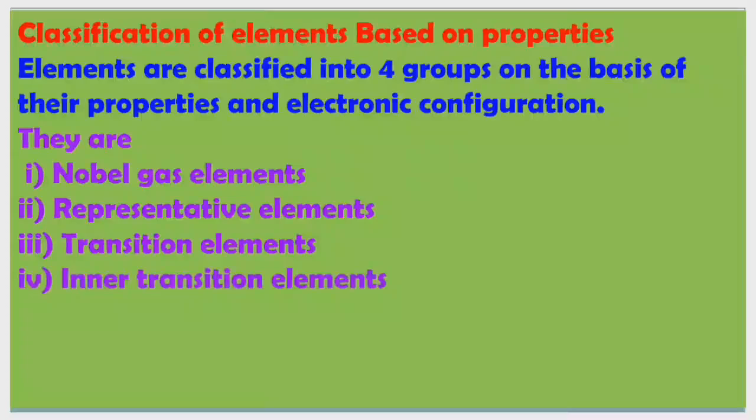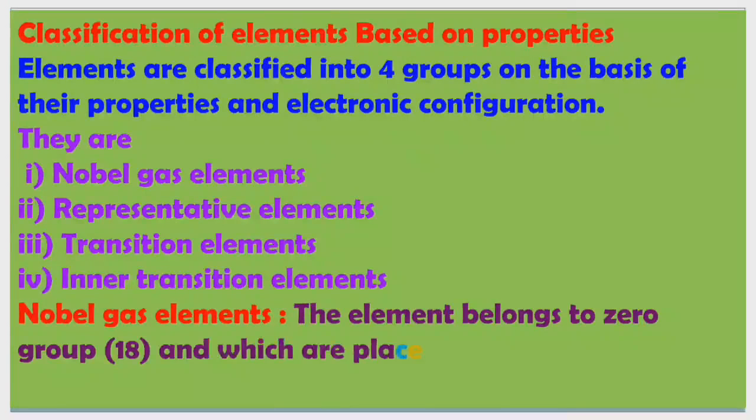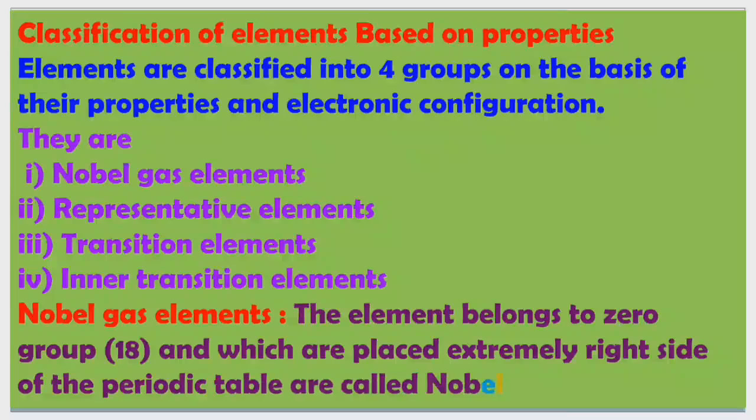Now we will discuss them one by one. First one is noble gas elements. The elements belonging to 0 group or 18th group, which are placed on the extreme right side of the periodic table, are called noble gas elements.